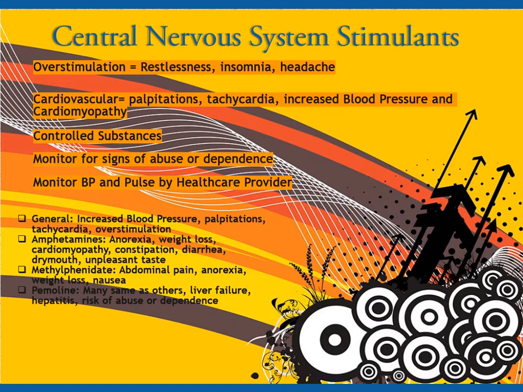Adverse reactions to watch for include general adverse reactions of increased blood pressure, palpitations, fast heart rate, and overstimulation. For amphetamines, anorexia, weight loss, cardiomyopathy, which means large heart, constipation, diarrhea, dry mouth, unpleasant taste. Methylphenidate, abdominal pain, anorexia, weight loss, and nausea. Pemoline, many of the same reactions as amphetamines and methylphenidate. Liver failure, hepatitis, and the risk of abuse and dependence.